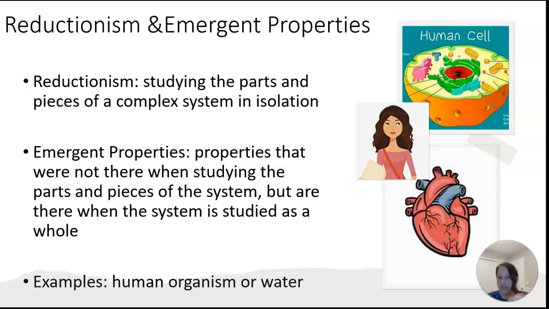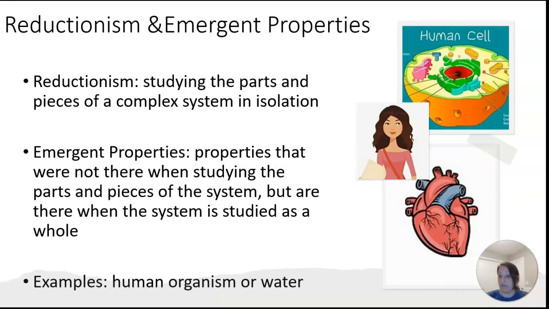So again, scientists sometimes will take apart complex systems, right? So instead of studying the entire biosphere or studying an entire ecosystem, they may just study one organism. Or instead of studying an entire organism, they might just study one organ or maybe one cell type. And so reductionism is studying the parts and pieces of a complex system in isolation.